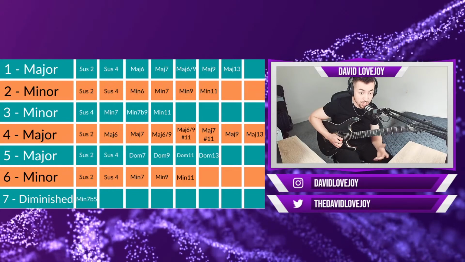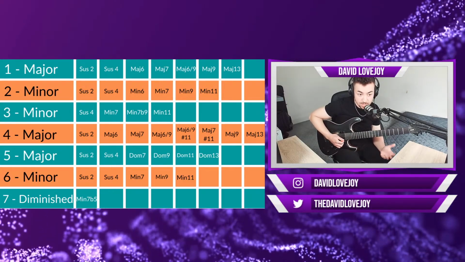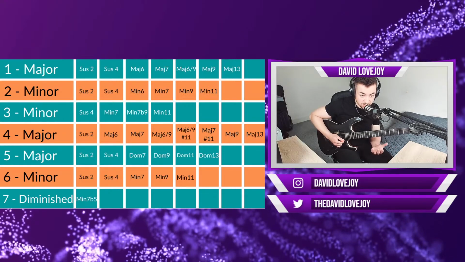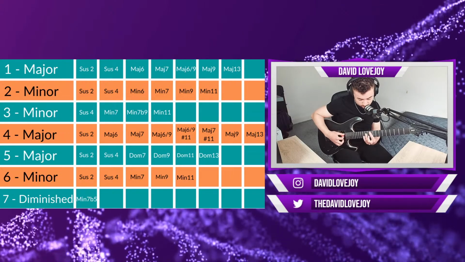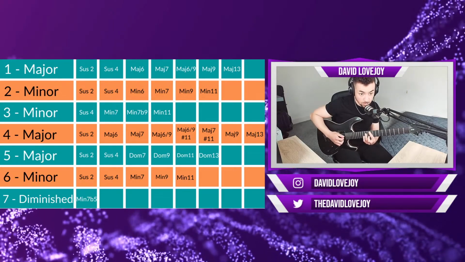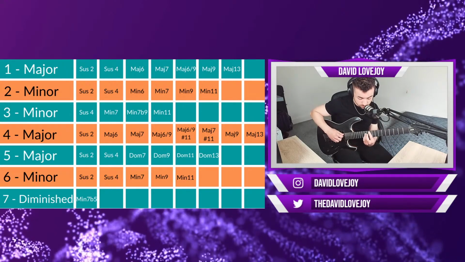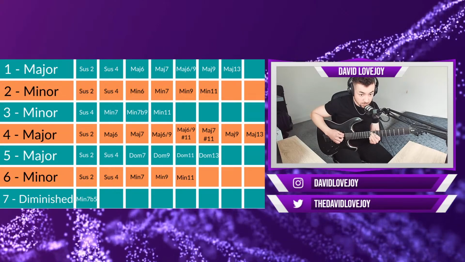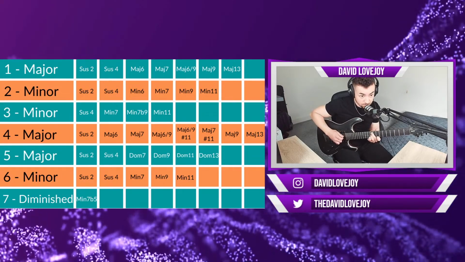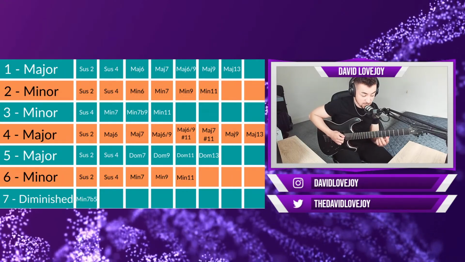Let's go to chord 5 now, which is G or G major. Okay. Now, as you can see, we could play a G sus2 chord, a G sus4 chord. We could also play a G dominant 7 chord, G dominant 9, G11, G13. I chose a G13, but I played it down here.